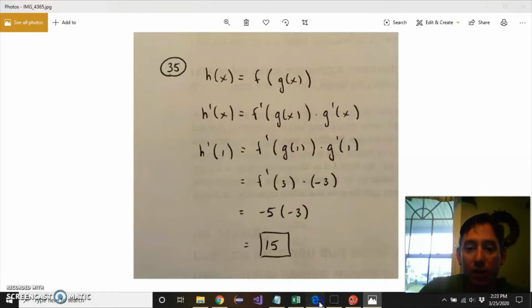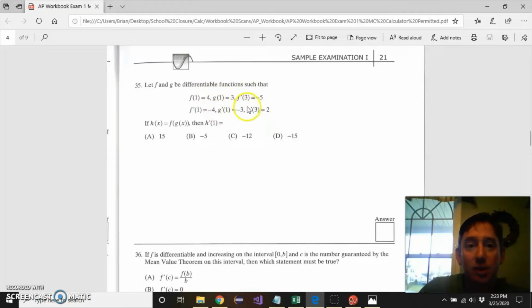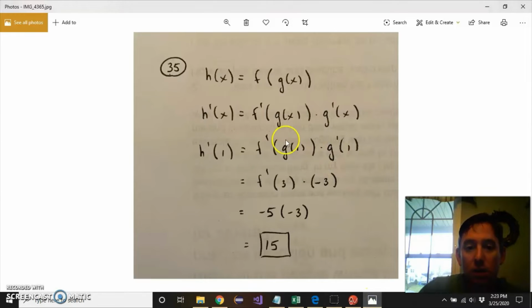And then that's when all this stuff starts coming into play. So g of 1 is 3, g prime of 1 is negative 3, f prime of 3 is negative 5, and there we go, we get to h prime of 1, which is 15. Makes sense?